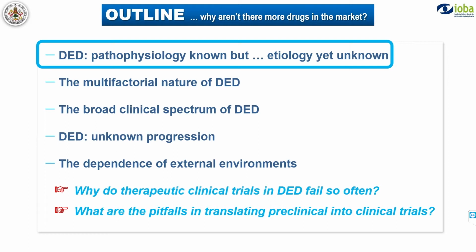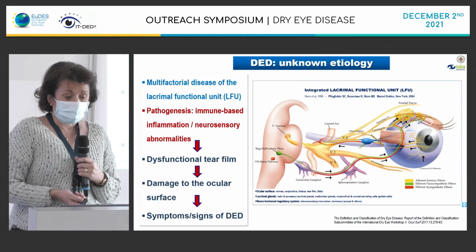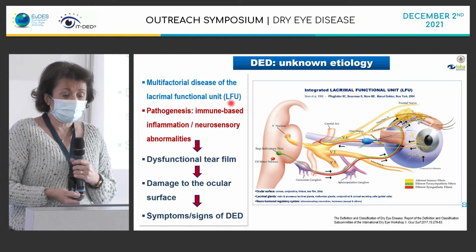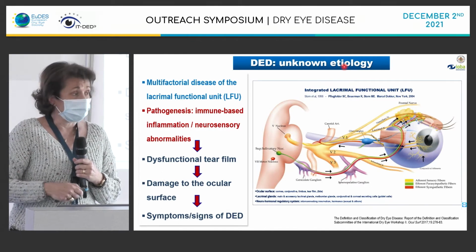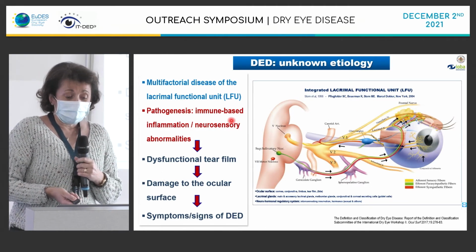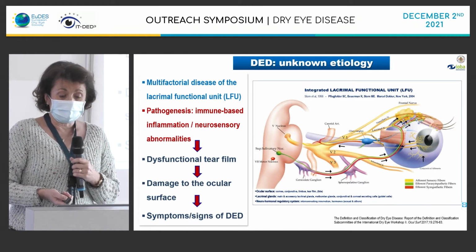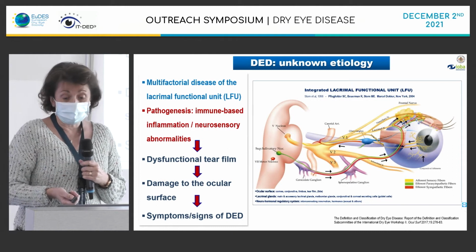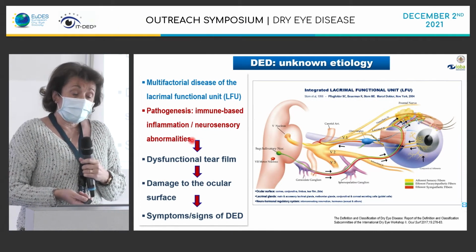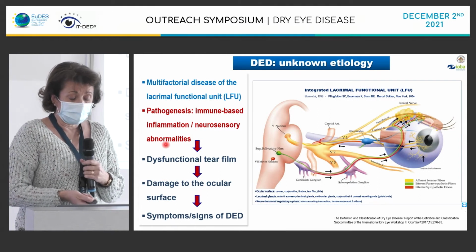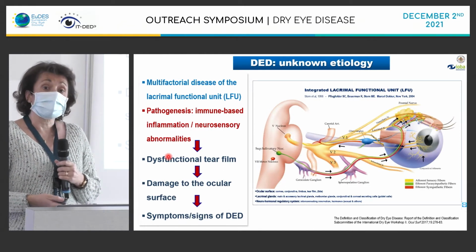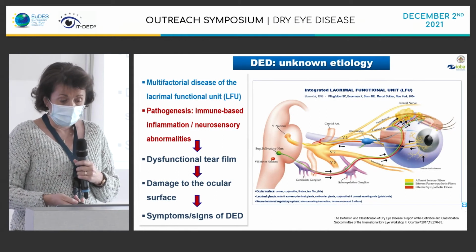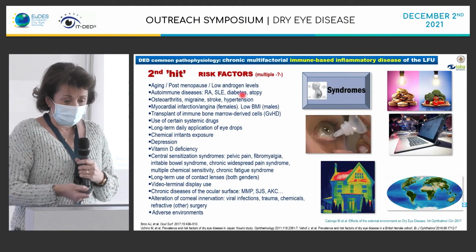We know a lot about the pathophysiology, but we actually don't know the etiology. We know that dry eye disease is a multifactorial disease of the lacrimal functional unit, and we have this beautiful cartoon designed by our dear Michael Stern. We know that the pathogenesis is an immune-based inflammation, thanks to many people like him and like Christophe Baudouin, actually. We also know that there are neurosensory abnormalities, all contributing to this dysfunctional tear film, the damage to the ocular surface, and explaining all the symptoms and signs of dry eye.